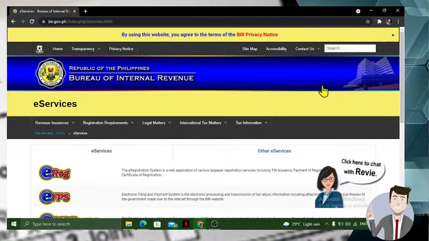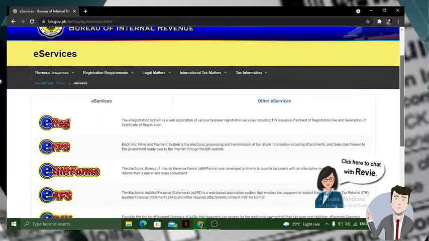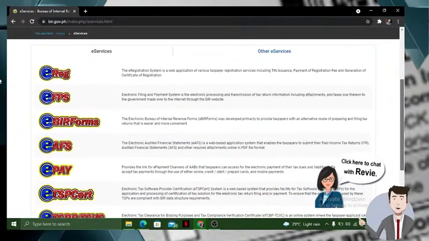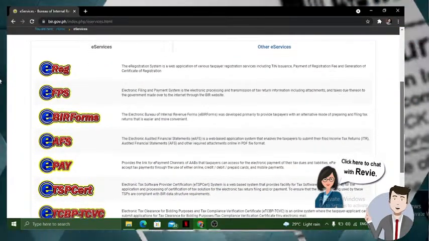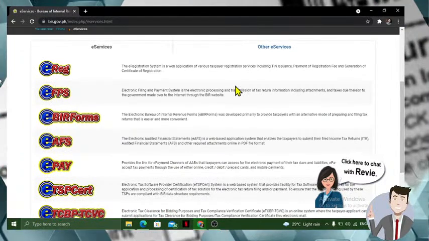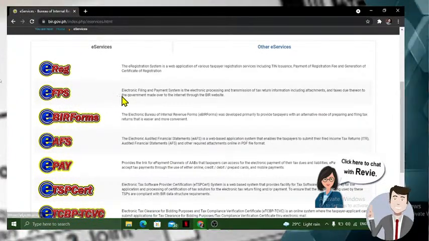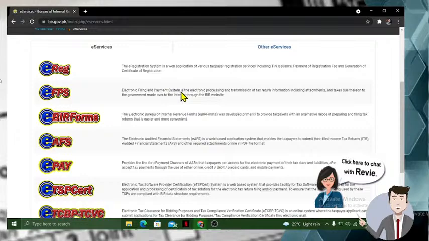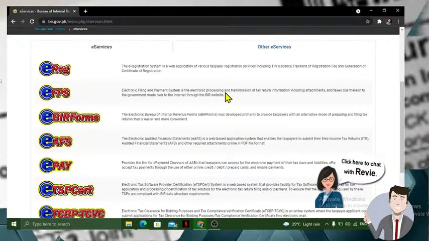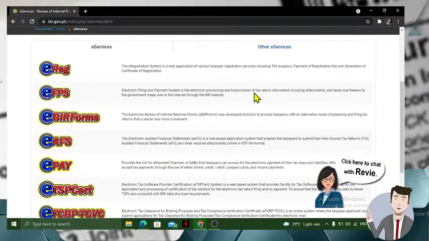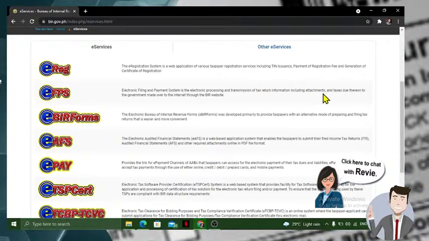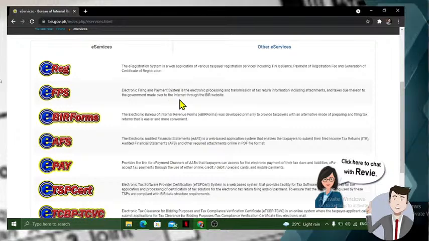So guys, for individual income tax filers, we have two options for how to file your income tax. First is through the Electronic Filing and Payment System, or what we call EFPS. This is the electronic processing and transmission of tax return information, including attachments and taxes due thereon, to the government over the internet through the BIR website.